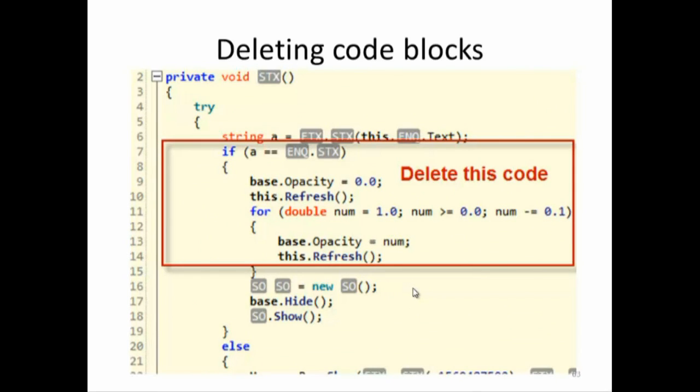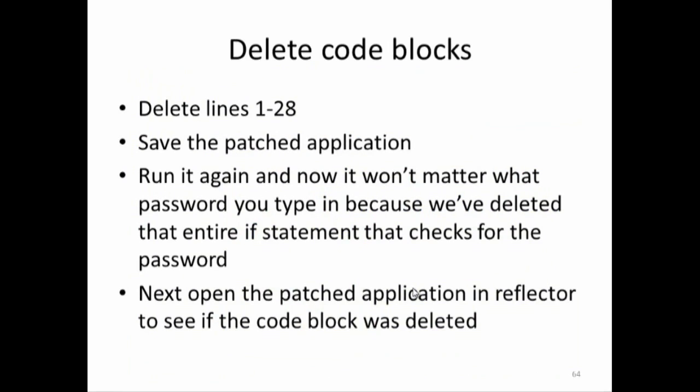Here's another screenshot of that code. What we can do is just completely remove that if statement. So don't even check for a password. Just give us access to the application. Okay. Here we can delete lines 1 through 28, save the patched application, run it again. Now it won't matter whether you feed it an incorrect password or a correct password, it's going to give us authentication to the application.